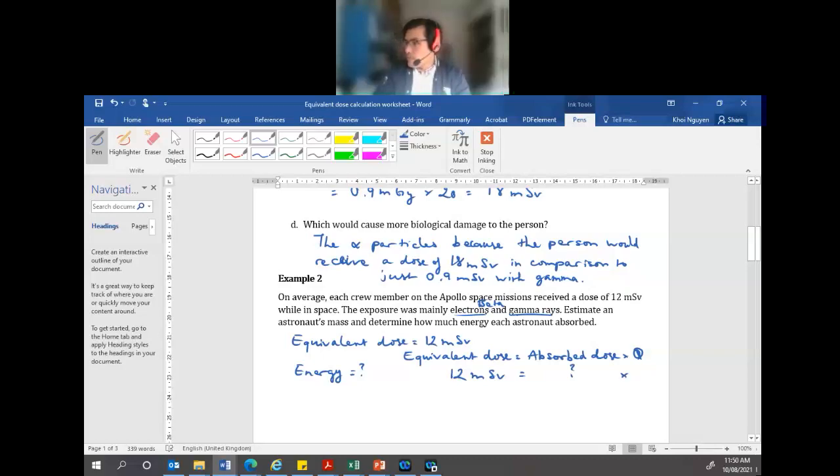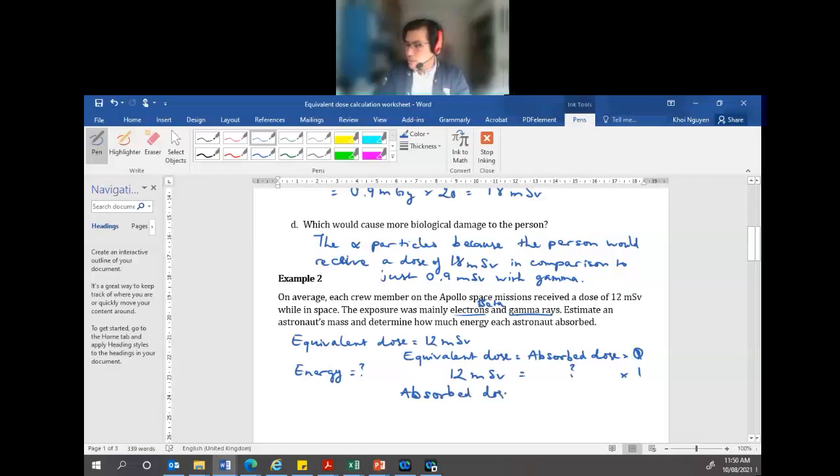Okay, so equivalent dose is equal to the absorbed dose multiplied by the quality factor, or Q. I'm just going to say Q there because I'm running out of space. So we got 12 millisieverts here. We are looking for this amount. Now we know the radiation is beta and gamma. So that's going to be a quality factor of 1. So what number multiplied by 1 gives you 12? That's going to be 12, yeah?